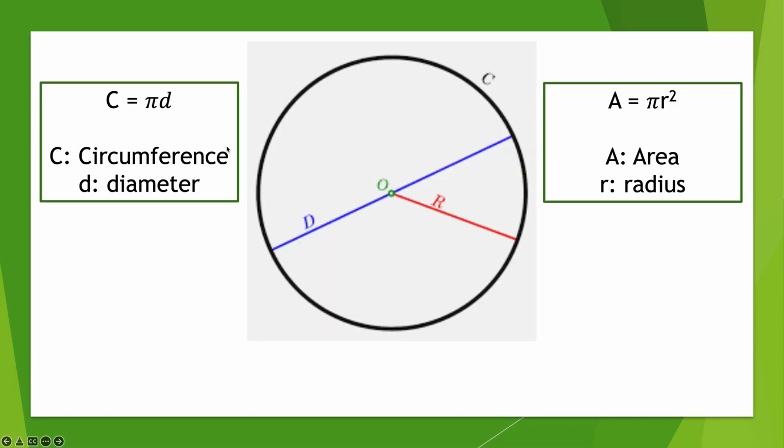So, the formula for circumference is pi times diameter. C is circumference, D is diameter. And the formula for area is pi r squared. A is area, as opposed to the C being circumference, and R being radius. So the diameter in bluish purple here goes all the way across, and the R, the radius, goes halfway across.